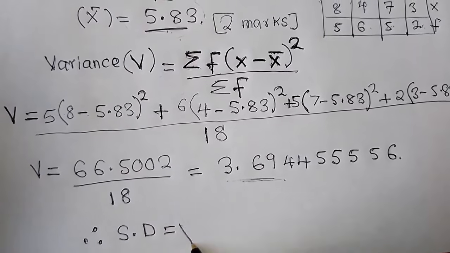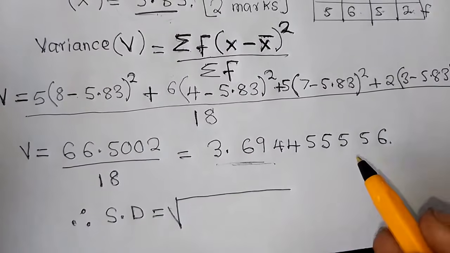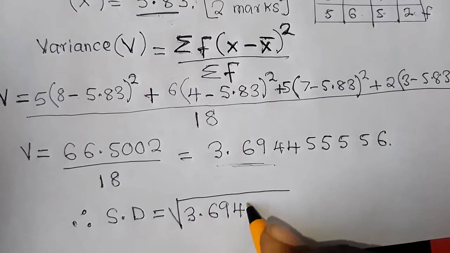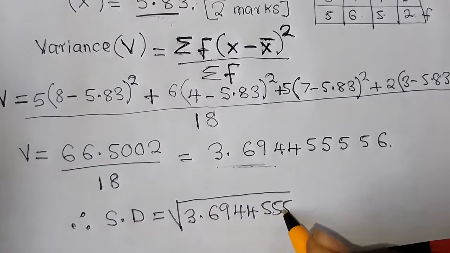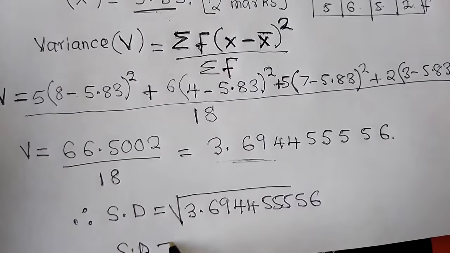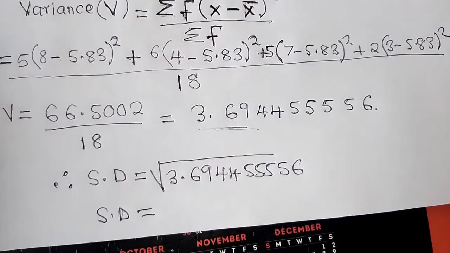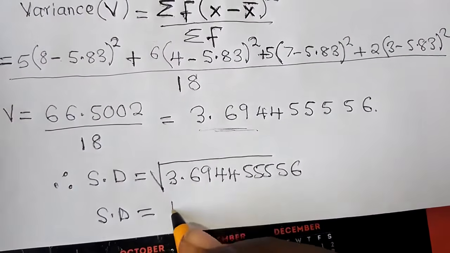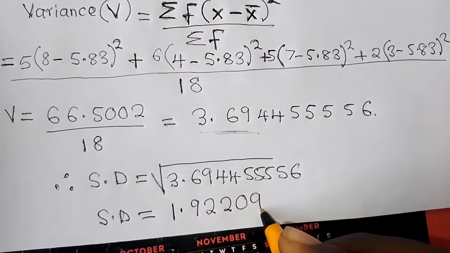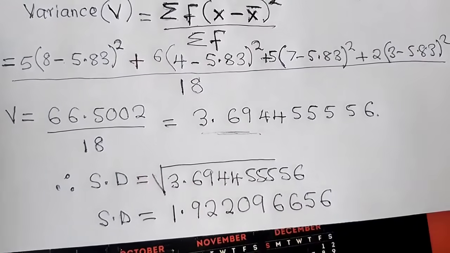So once you find the variance, you just say, therefore, standard deviation SD is equal to the square root of this answer, 3.6944555556. So what is the square root of that number? The square root is 1.9220966656.